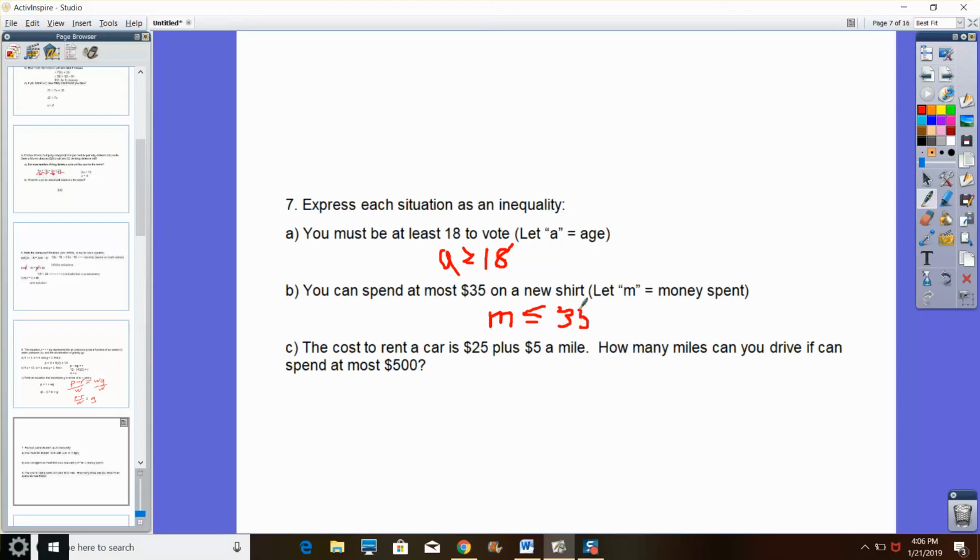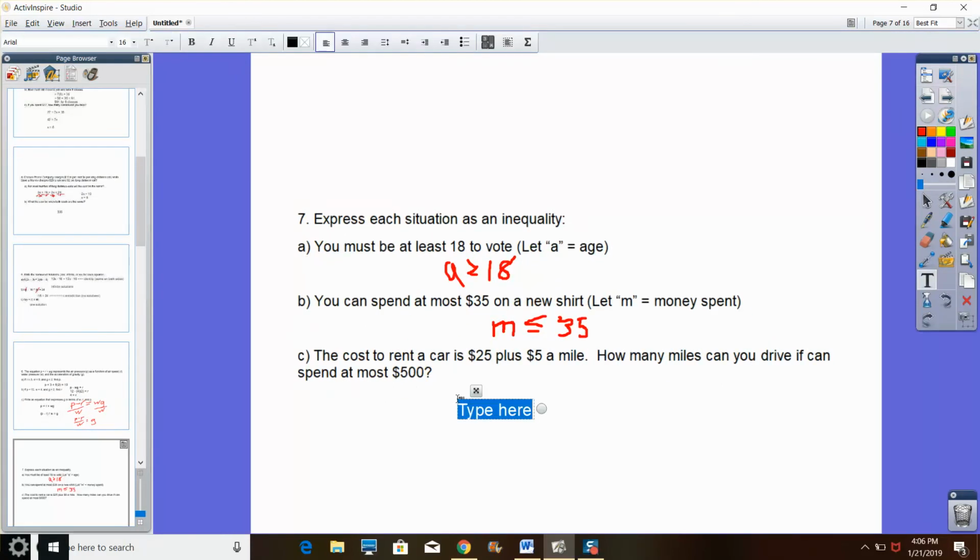All right. And then the cost to rent a car is $25 plus $5 a mile. How many miles can you drive if you can spend at most $500? So once again, this is a less than or equal to situation. I'm going to type this one out because it's an equation. 25 plus $5 a mile is 5M plus 25, M equaling miles, and that's going to be less than or equal to $500. That's how I had to write less than or equal to in the programming languages I used when I was a programmer a long time ago.